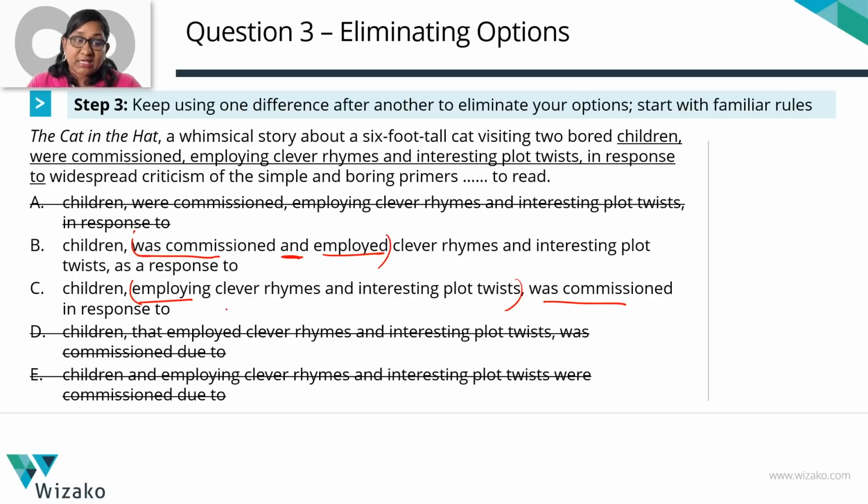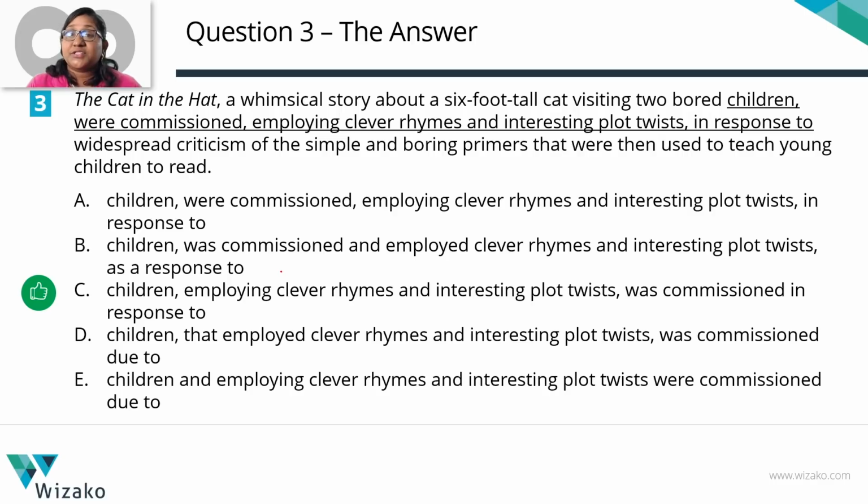So, what is the right answer here? Your right answer here would be C, because you don't want "commissioned" and "employed" as a list of items, because both those actions were not a response to the widespread criticism. So, eliminate B. The right answer for this question is C.